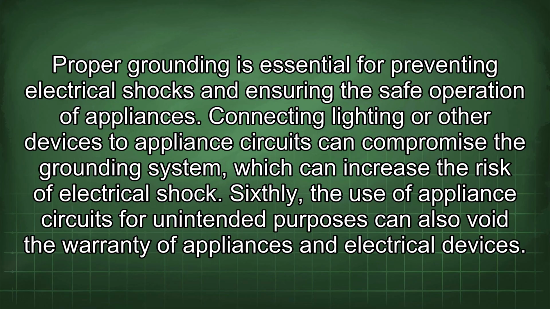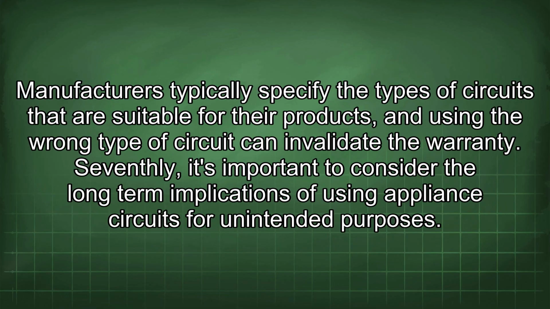Sixthly, the use of appliance circuits for unintended purposes can also void the warranty of appliances and electrical devices. Manufacturers typically specify the types of circuits that are suitable for their products, and using the wrong type of circuit can invalidate the warranty. Seventhly, it's important to consider the long-term implications of using appliance circuits for unintended purposes.